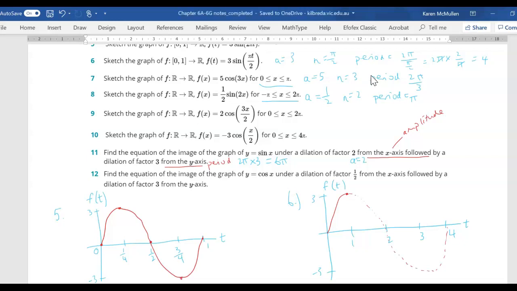To work out your period, remember, your period is equal to 2 pi on n. The period for this one, because it's been dilated by a factor of 3, means 2 pi on n has to equal 6 pi. Let's solve the equation. So n is equal to 1/3. Your dilation factor from the y-axis isn't 3 for n, it's the reciprocal, so 1 on 3.